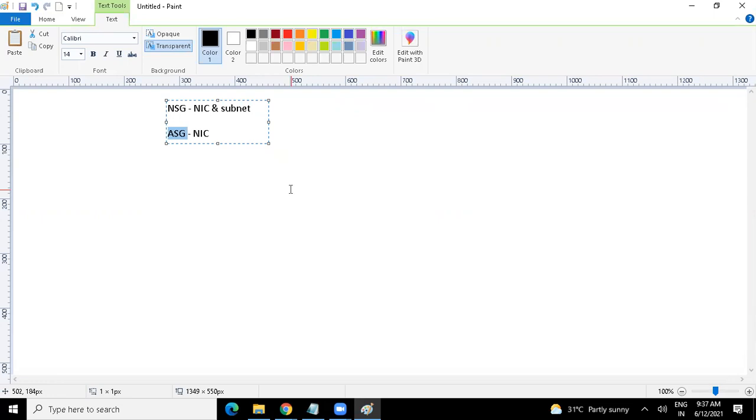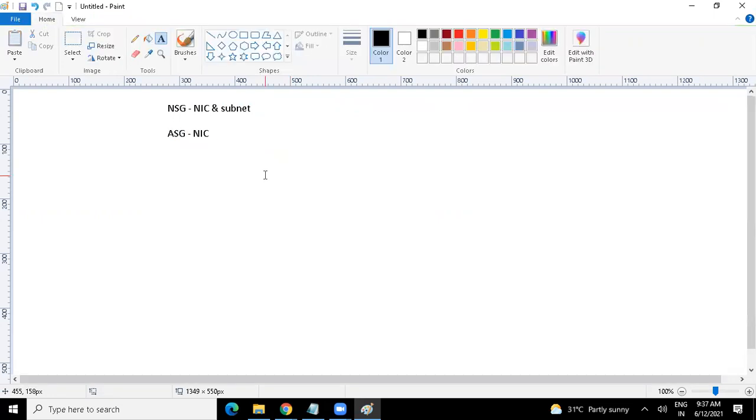So if we apply the NSG at both the NIC level and the subnet, it's not going to conflict, it's like an override. What we usually recommend, instead of assigning the NSG at a NIC level, is to assign the NSG at a subnet level.